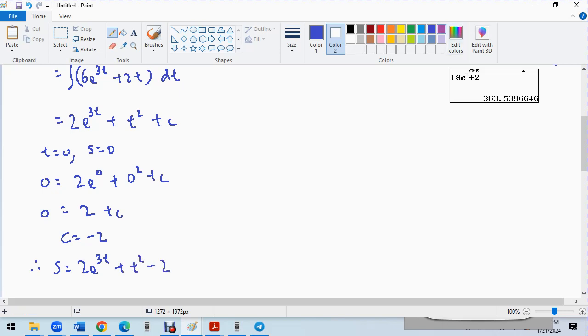Okay, so we must be careful here. When we have the e here, with t equal to 0, the c is not necessarily 0. This one, e to the power 0 is equal to 1. We must know that e to the power 0 is equal to 1.